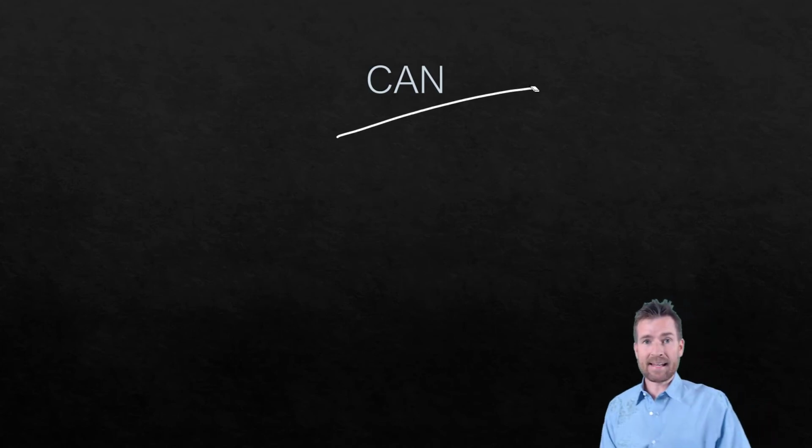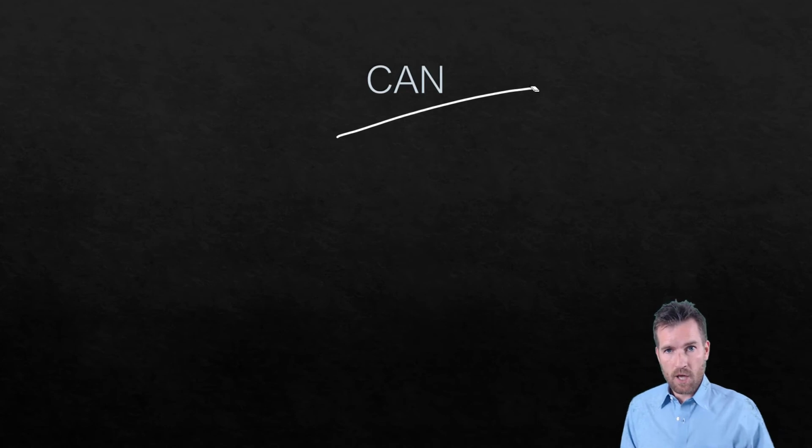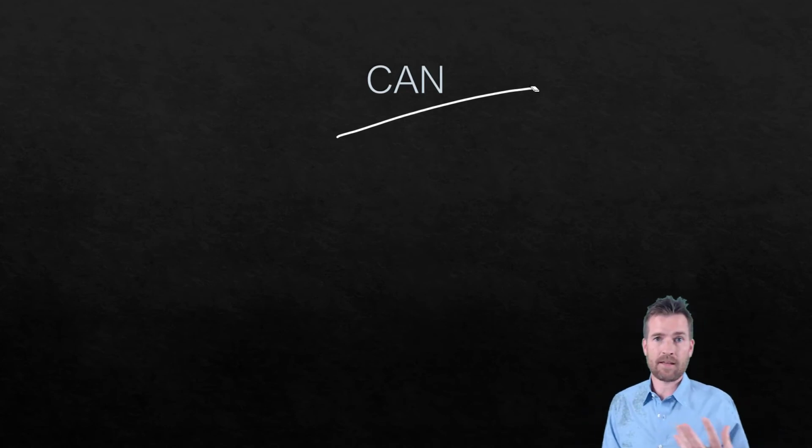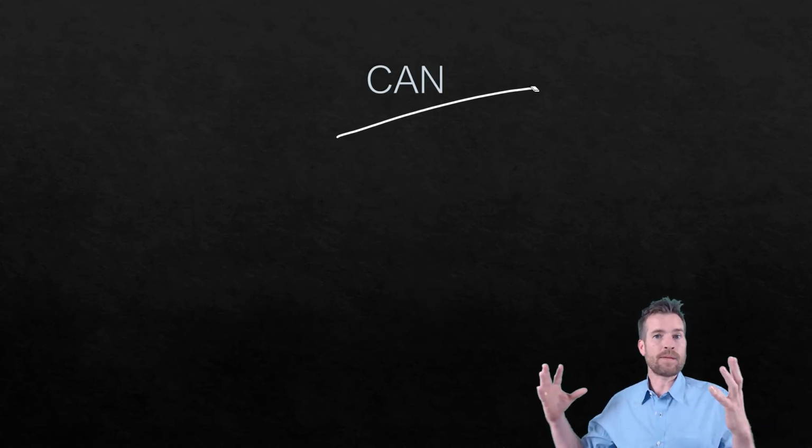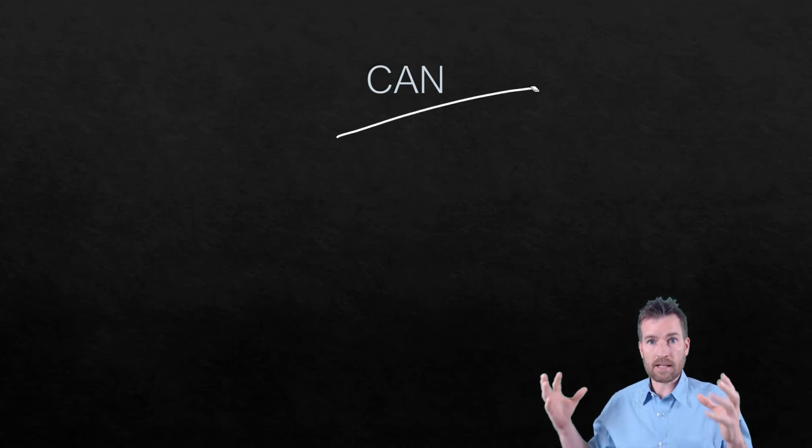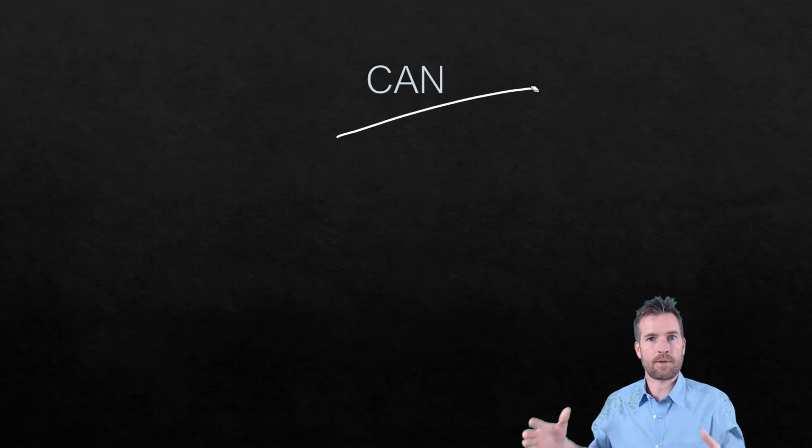Here's another one, a CAN. A CAN is a campus area network. Just think of it as a college, or if your headquarters is on a single piece of property but they have lots of buildings, that would be a campus area network. So think lots of buildings, but still the same property.